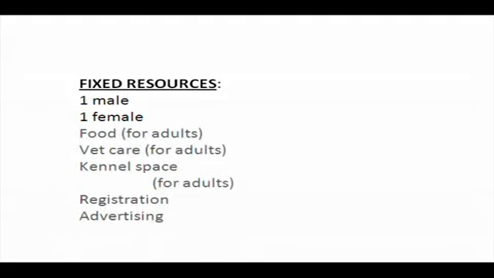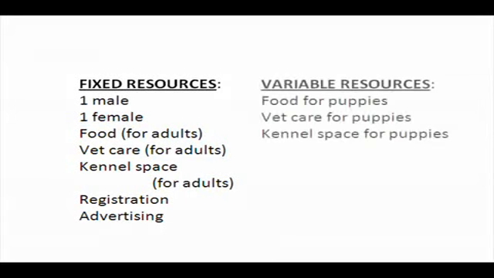What else will I have to even attempt to produce? What about food, vet care, and kennel space for the adults? Then there are also resources like registration and advertising. Resources that will change with the number of puppies that I produce are my variable resources. These would include food, vet care, and kennel space for your puppies. The more you produce, the more of these resources you'll need.